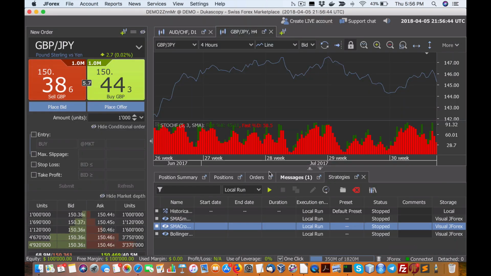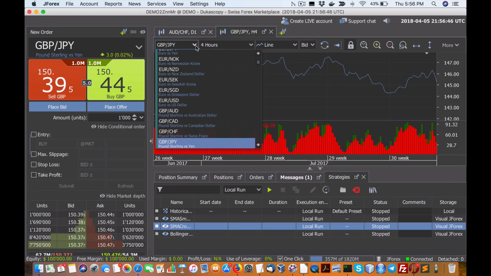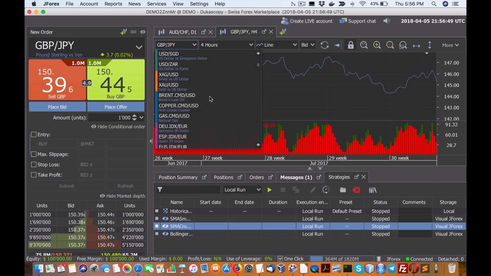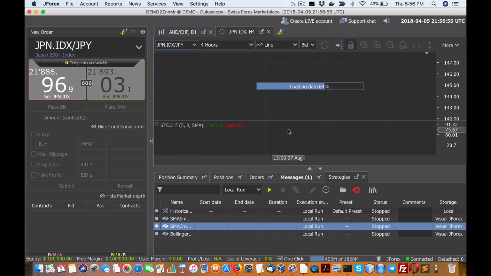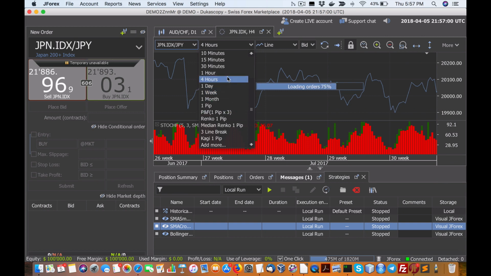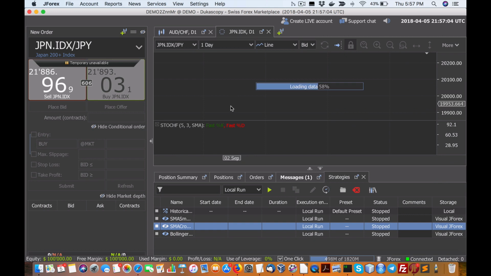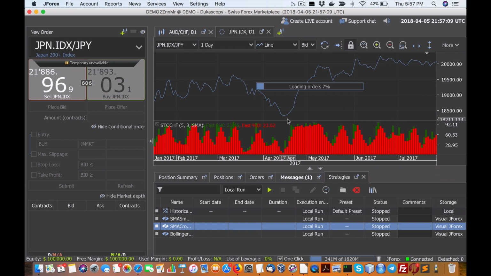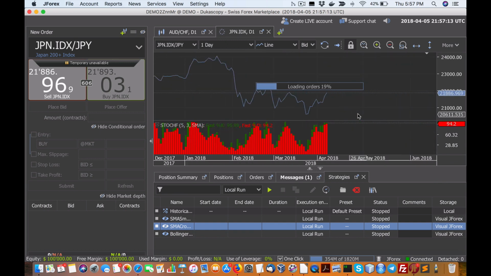Let me just check it in the J4X here. Japanese index. So let's check out the daily. Where are you? Monthly, weekly. Yeah, so it's been pretty good. Yeah, it's been on a nice little tear.